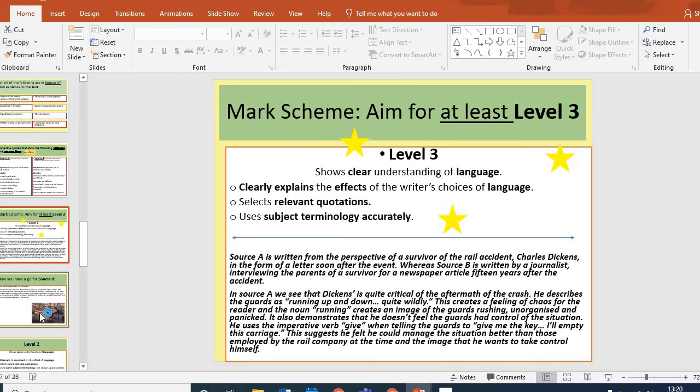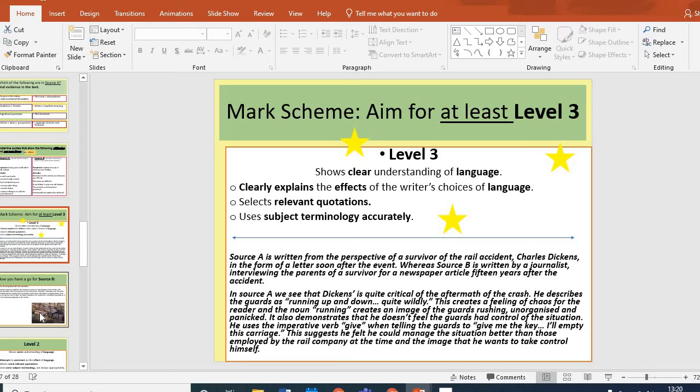So source A is written from the perspective of a survivor of the rail accident, Charles Dickens, in the form of a letter soon after the event. Whereas source B is written by a journalist interviewing the parents of a survivor for a newspaper article 15 years after the accident. In source A, we see that Dickens is quite critical of the aftermath of the crash.